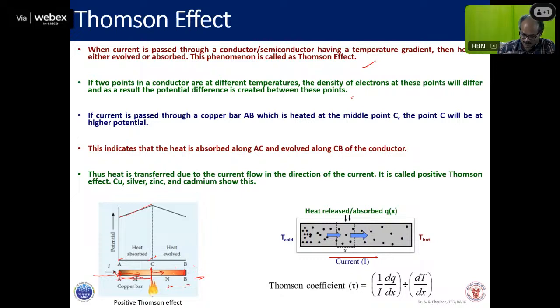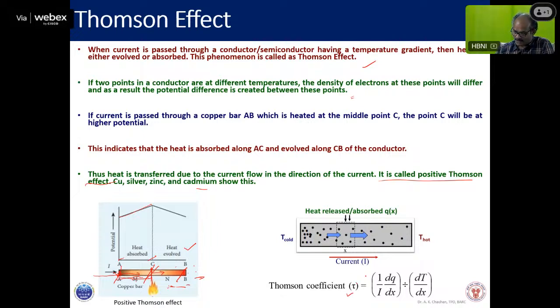I'm talking about, suppose let us imagine some positive charge or hole is flowing. So in that case, heat will be evolved. So from here to here, the heat will be absorbed, and from here to here, the heat will be evolved. It will be absorbed along AC and evolved along CB of the conductor. Thus, heat is transferred due to the current flow in the direction of the current. This is called the positive Thomson effect. Copper, silver, zinc, and cadmium show the positive Thomson effect.